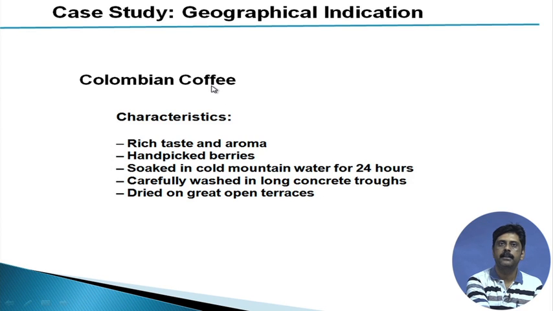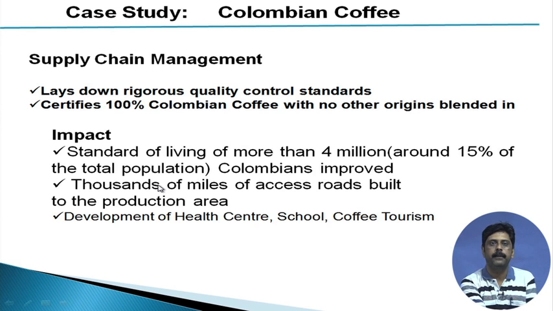So, in respect of Colombian coffee, what characteristics have they put up? Characteristic: rich taste and aroma. Then in respect to processing: hand picked berries, then soaked in cold mountain water for 24 hours, carefully washed in a long concrete trough, then dried on a great open terrace. So, these are the characteristics of that coffee. The processing characteristics also they picked up.